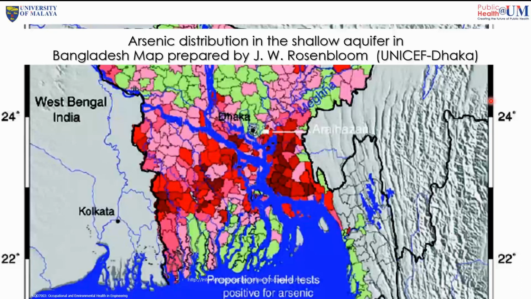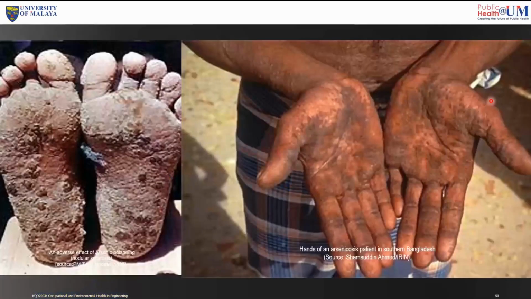Right. Thank you, Ananda, for sharing your experience. So these are some of the effects of arsenic. It's called arsenicosis in patients in South Bangladesh. They are exposed to arsenic, and they have all these adverse effects of arsenic poisoning, such as nodular keratosis in their hands and in their feet. All right.